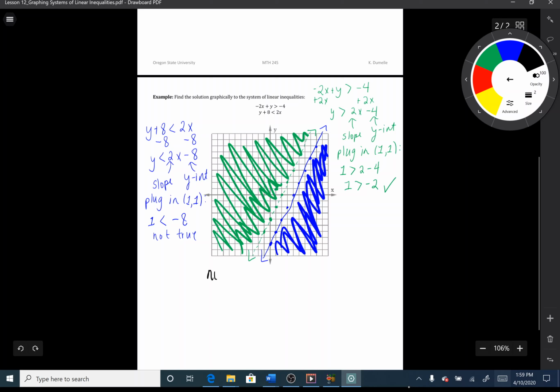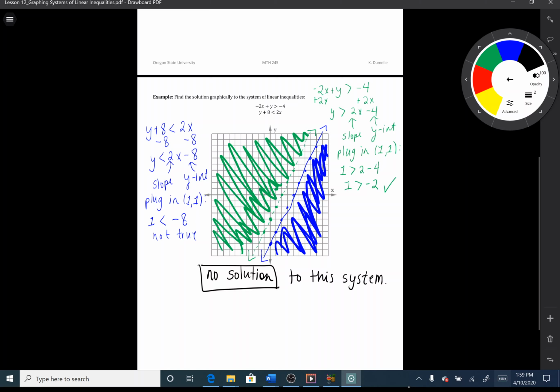No solution to this system. Parallel lines have so much in common. It's really a shame that they will never meet. All right, so this is an example of a system of inequalities with no solution.